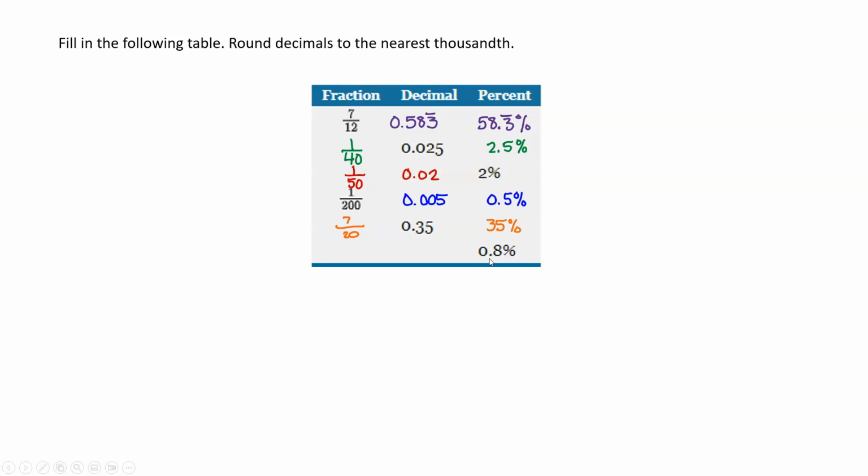And for the last, 0.8%, to convert this to a decimal, this would move 2 spaces to the left, so you would have 0.008 as your decimal, which is tenths, hundredths, thousandths, so that's 8 thousandths. So when you start with the fraction, it's 8 over 1,000. Both of these are divisible by 8, so when you simplify it, you would get 1 over 125.